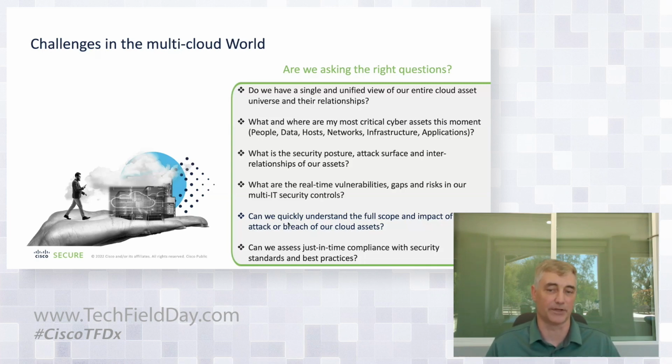And then what are the real vulnerabilities that you're protecting yourself against, including the gaps and the risks that come with multi-IT security controls? Because every vendor out there does it a little bit different from a security control perspective. So how do you keep a handle on the whole environment so that you can quickly understand the scope of a breach? If you do have an incident, what's the impact? You need those relationship maps in order to really understand the impact. If you have a web server owned, what is the impact to the databases that are feeding it? Is there an impact? Are they protected?